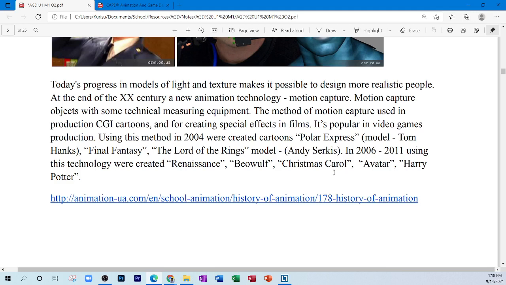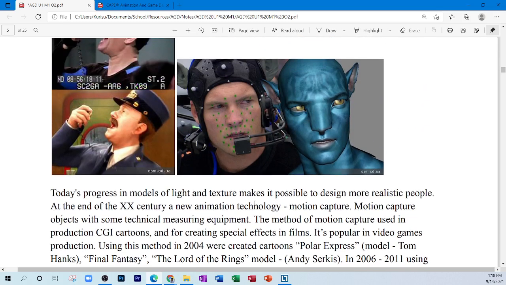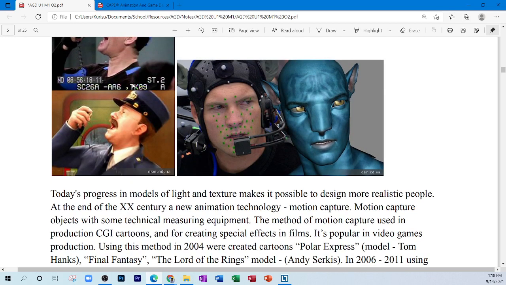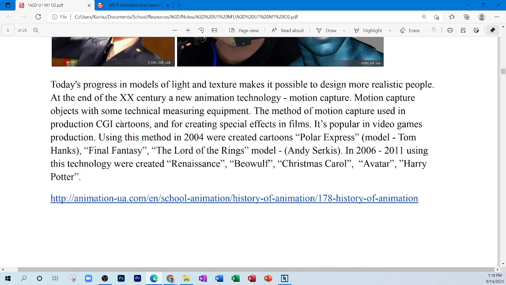Good. So those started using CGI, so actual persons were acting, and they would have placed certain trackers on them that would have monitored their movement, and they could have mapped that now to an animated character, creating a cartoon.